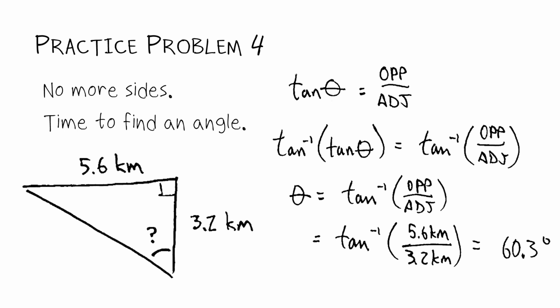And looking at the triangle again, you can see that the opposite side is longer than the adjacent side, which is going to pull that angle past 45 degrees. So 60 degrees seems like a reasonable answer based on the sketch that we drew.